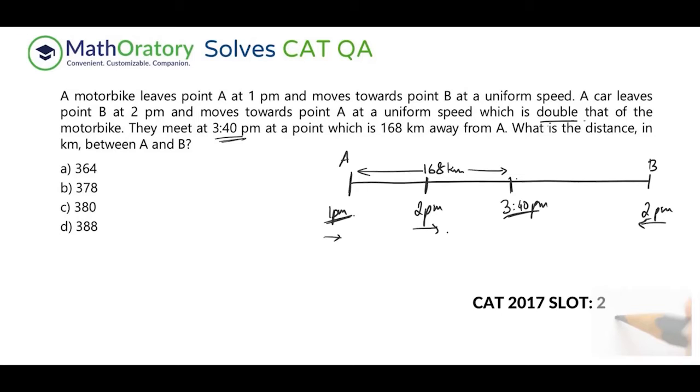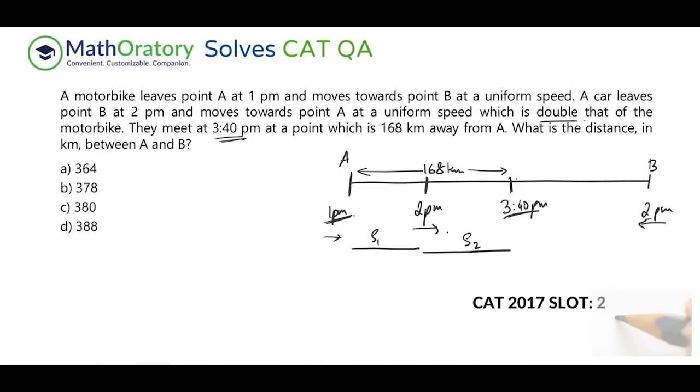Now we're looking for the distance between A and B. So let us do something. We have these three segments. Let us try to relate these three segments. Now, the first segment and the second segment, both of these have been traveled by the motorbike, right? Let me say this is segment one and this is segment two, just denoting it in this way so that you understand what I am doing.